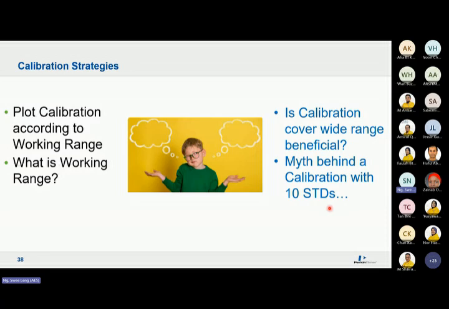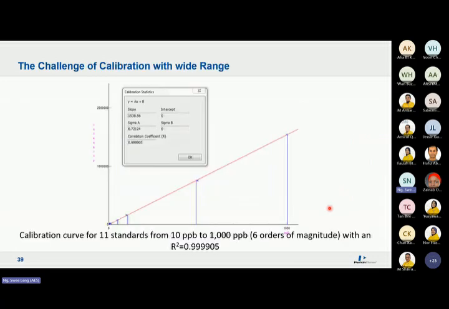Okay, so now maybe I give you the facts, then only you will get what I mean about calibration strategy. This is a real situation. This customer has a very wide calibration range. On this ICPMS, they calibrate 11 standards. They say because I am going to receive samples from very low until very high. So I plot a calibration curve from 10 ppb to 1000 ppb.